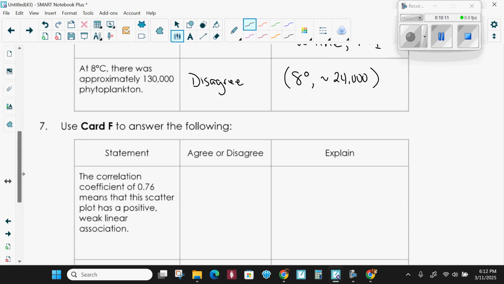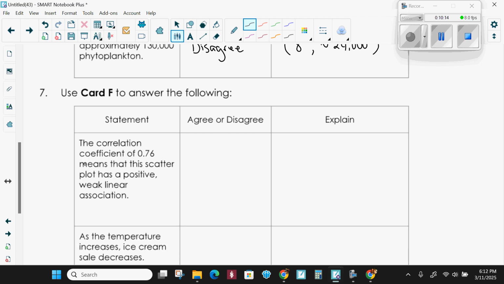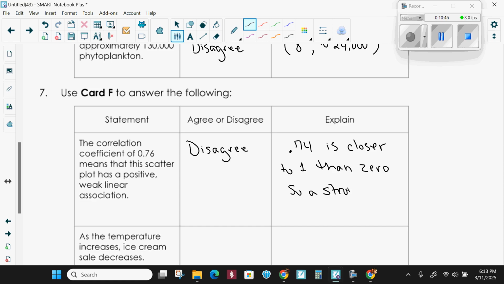Okay, so on F, the correlation coefficient of 0.76 means that this scatter plot has a positive weak linear association. It is positive, but it's not weak. So I'm going to disagree with this. 0.76 is closer to 1 than 0. So a stronger association.